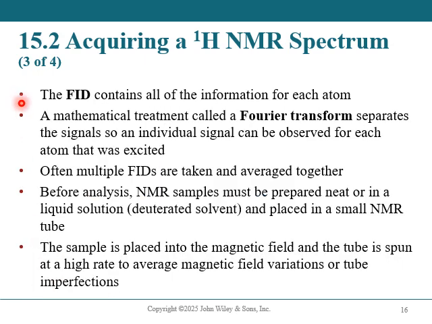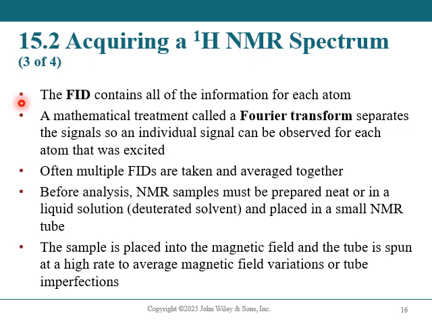The FID contains all of the information for each of the atoms, so it's just a matter of interpretation of that FID. A mathematical treatment, we call that a Fourier transform. It separates the signals so an individual signal can be observed for each atom that was excited. Often, multiple FIDs are taken and averaged together. This is to maximize resolution, maximize that signal to noise ratio, etc.